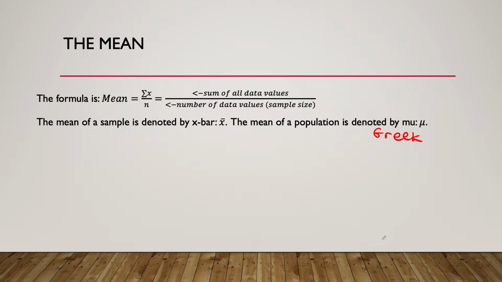As a formula, we could look at the mean or average as the sum of all the data values divided by the total number of data values, or the sample size. The mean of a sample is denoted by x bar, so x with a bar on top, or the mean of a population is denoted by this Greek symbol that kind of looks like a u, pronounced as mu. Again, it's Greek.